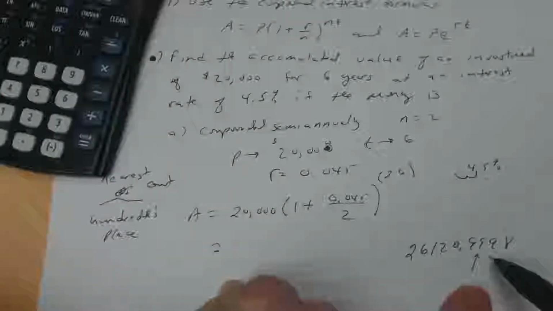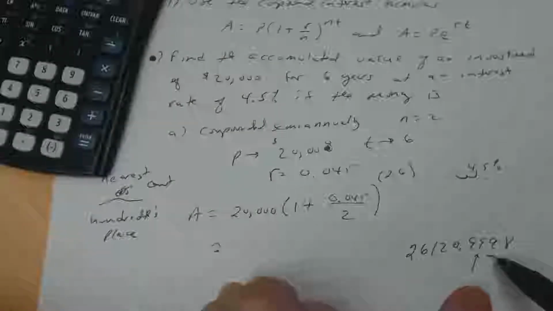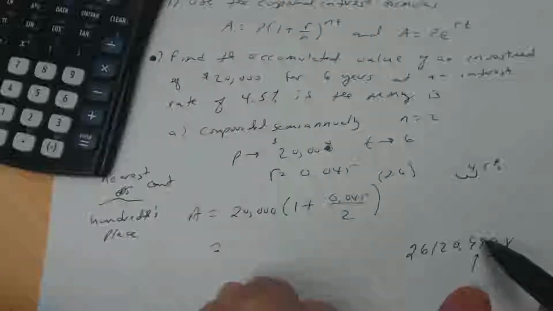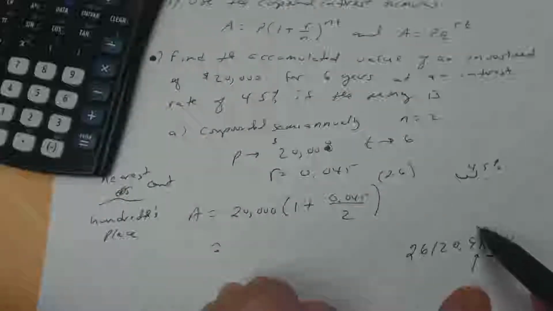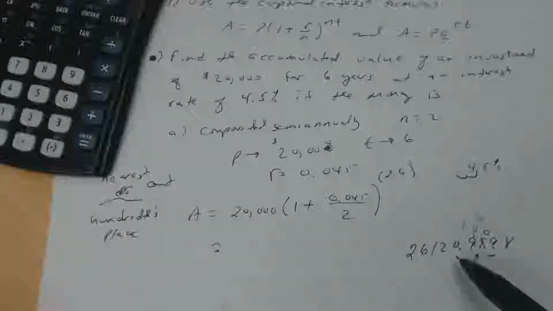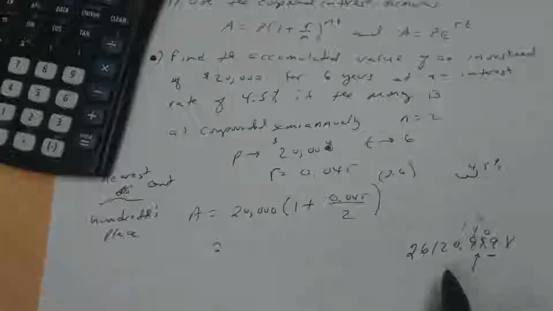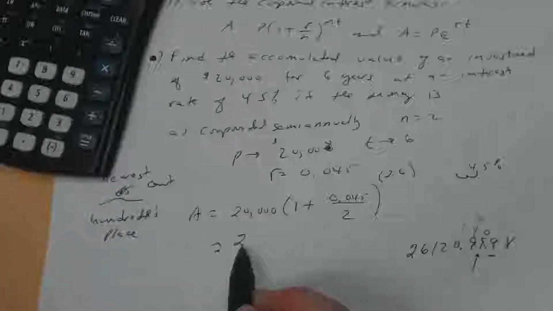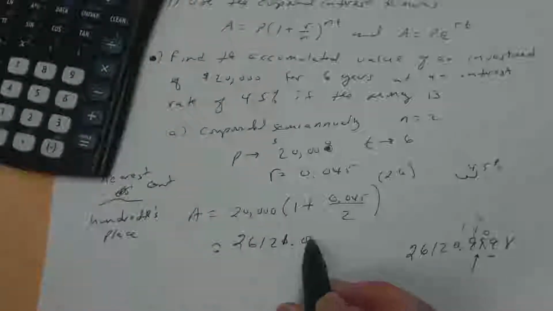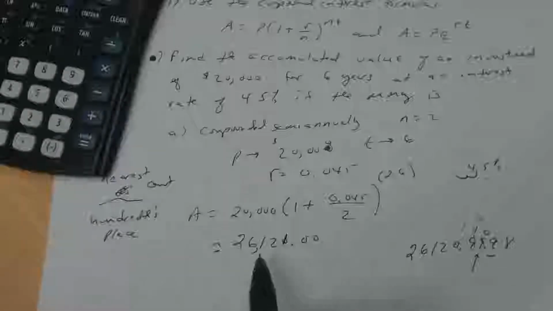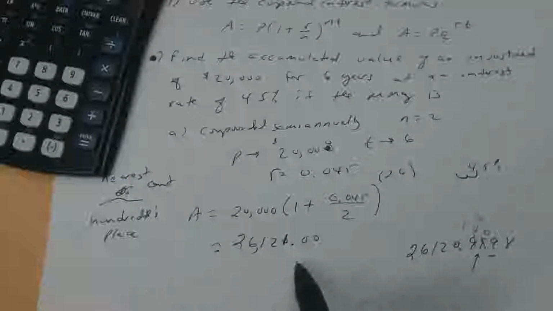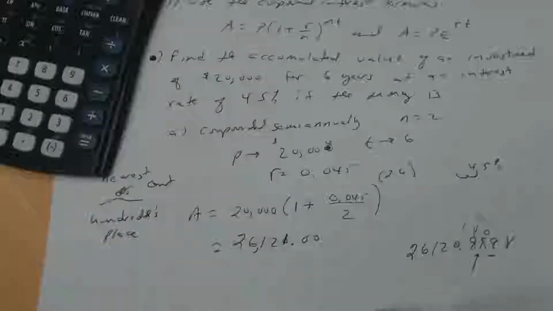Now remember how you do this. You look at the number right next to it. If that's 5 or bigger, you add 1 here. In this situation, that's a 9, so you add 1, and that becomes 10, so it carries over. So you end up getting $26,121.00. All right, so let's talk more about the nearest cent.